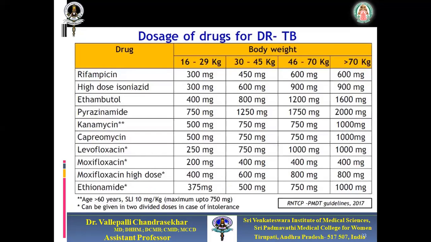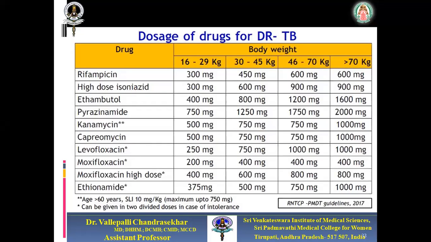Again, these are all the drugs which are given. You have to look over this chart, and you have to remember at least for a normal adult who is weighing 60 kilograms, what is the dose which we are giving for rifampicin? That is 60 milligram. Ethambutol 1200 milligrams. Pyrazinamide 1750 milligram. This is the basic pattern that you are seeing in our textbook.